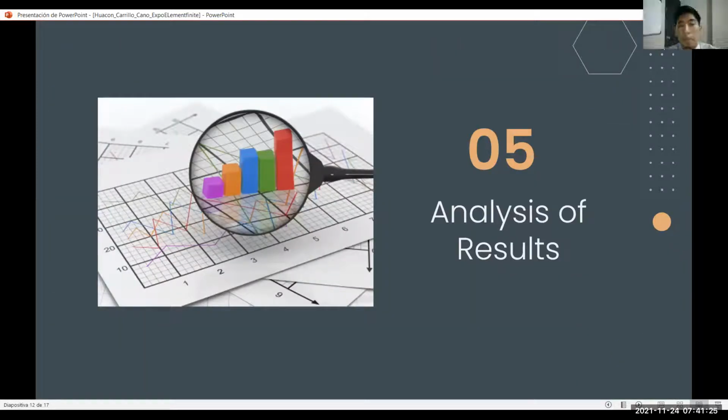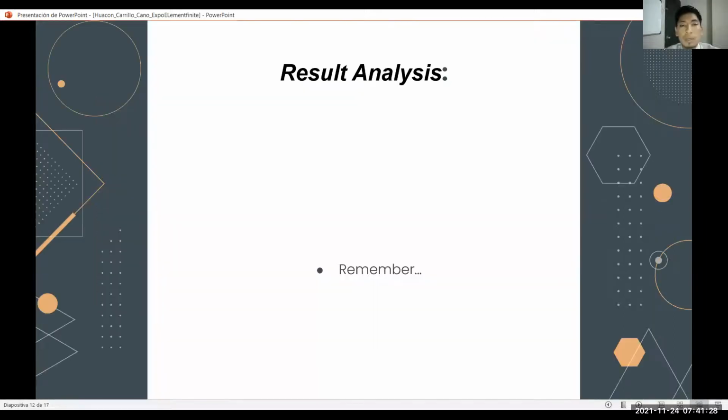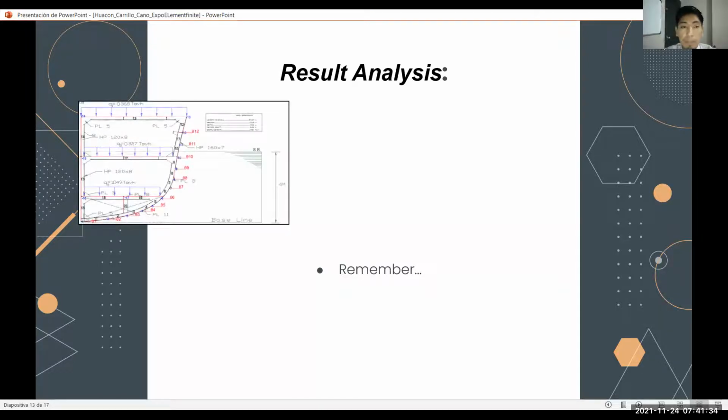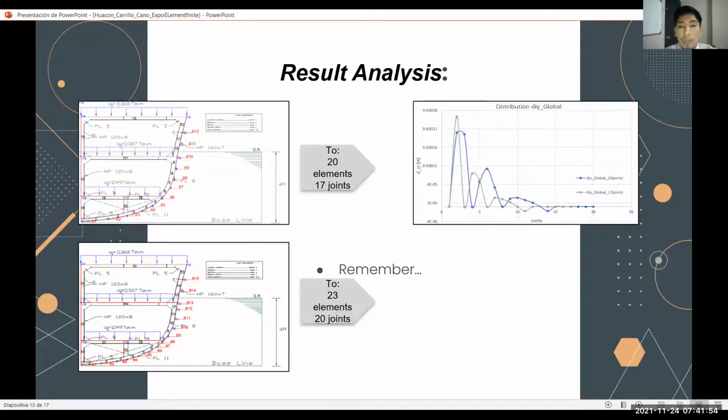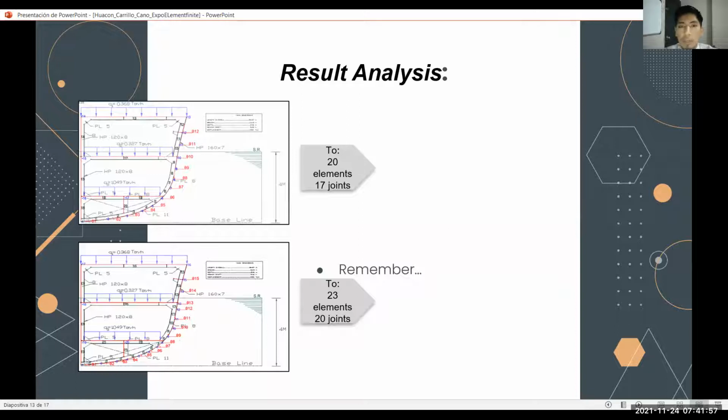This is about the analysis of the result. Remember, we have two different discrete sets. For example, in the first illustration I have 70 joints and in the other 20 joints. The difference is in the implementation. In this case the field I can do in Excel, and implement the finite element method, which is necessary to guide the program in Python.